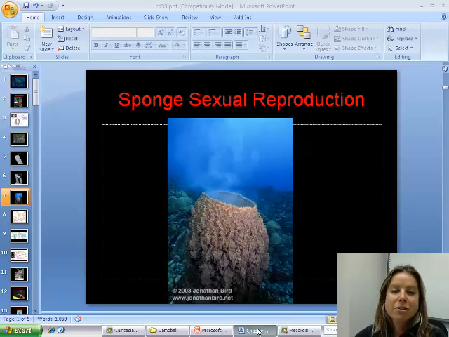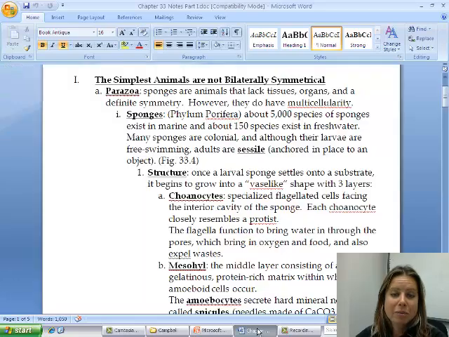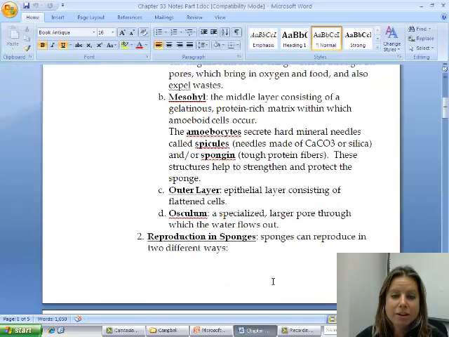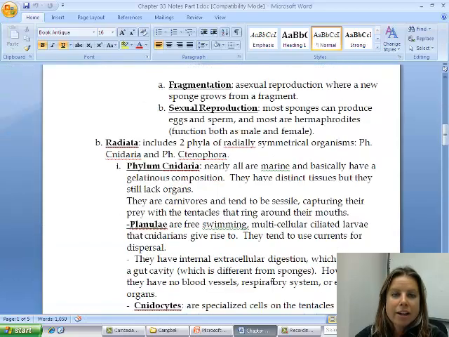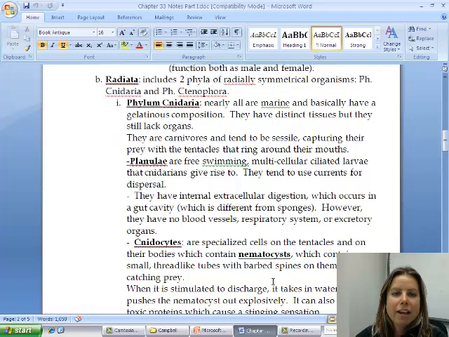Okay, so those are going to be sponges and the way that they reproduce. So I'm going to move down here. All right, so we're already at the radially symmetrical organisms. So if you remember, radially symmetrical means they're usually going to be circular. They have that central point, and you can draw a line through that central point anywhere, and you'll have a mirror image. That's different from us with bilateral symmetry.